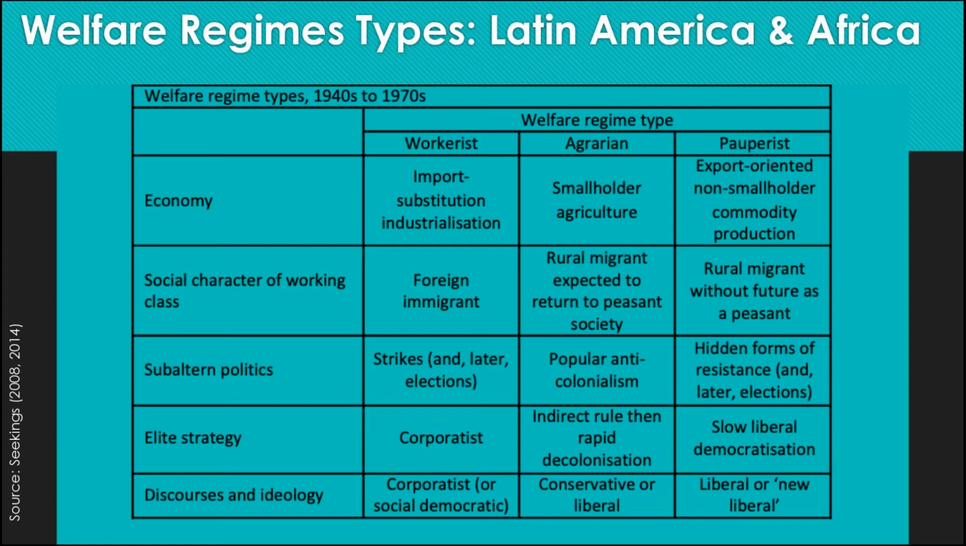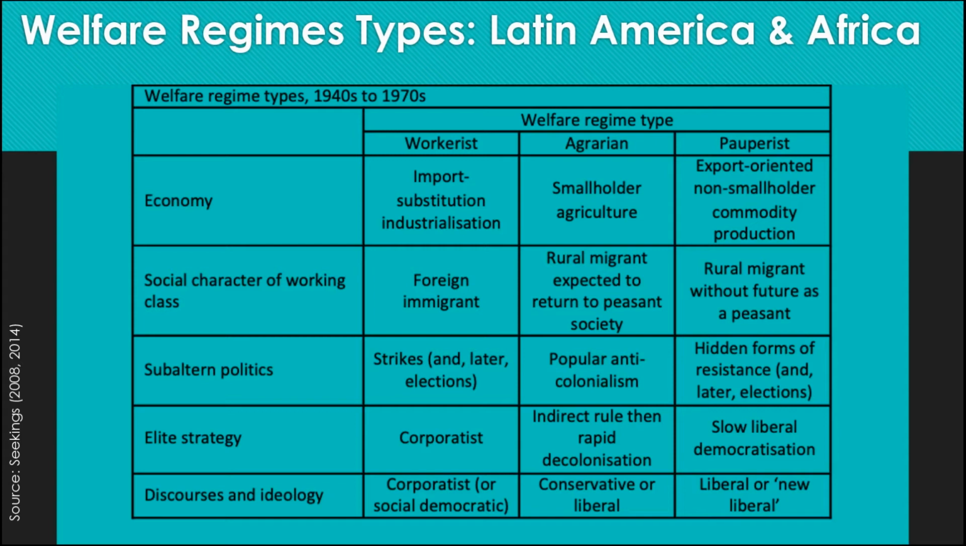One is by Jeremy Seekings, based in Cape Town, and the other by Thandika Mkandawire, the Malawian scholar who passed away in March 2020. Seekings' classification focuses on Latin America and Africa, while Mkandawire's classification focuses on Africa. Seekings derived a classification of three welfare regime types that he referred to as workerist, agrarian, and pauperist.